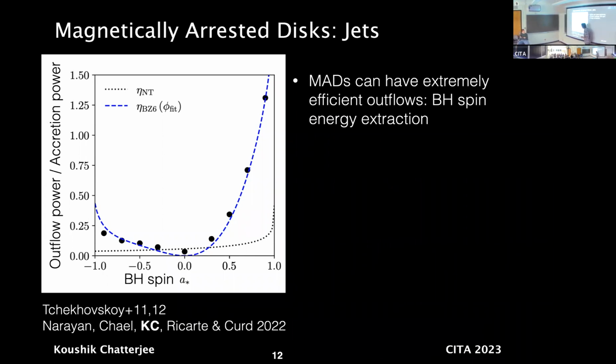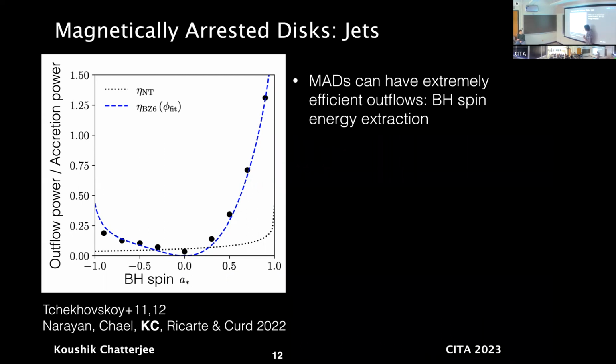So for example, what I have over here is a plot of the outflow power divided by the accretion power, so sort of output divided by input energies. And on the x-axis, I have the different black hole spins. Now, all of these black data points are individual GRMHD simulations, and all of them calculate this particular parameter. And this black dotted line over here is what you expect out of a standard Novikov-Thorne disk, which is radiating efficiently.